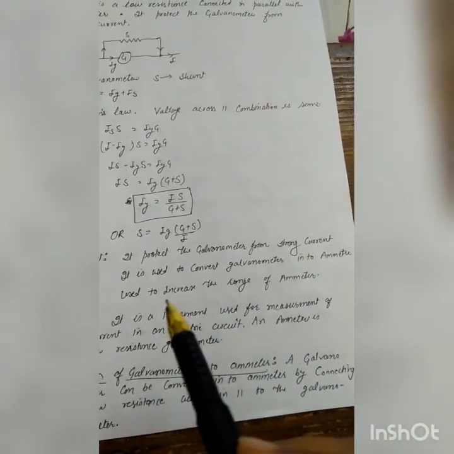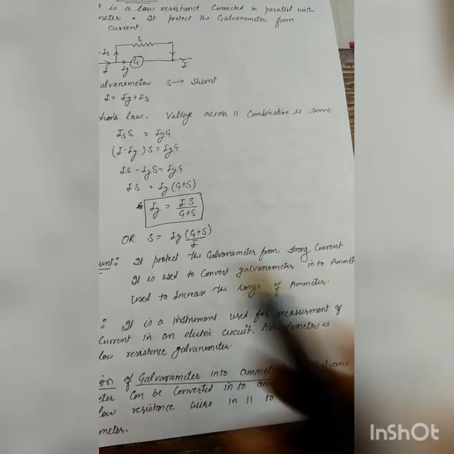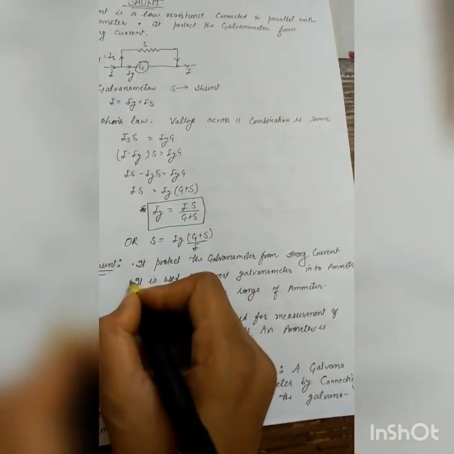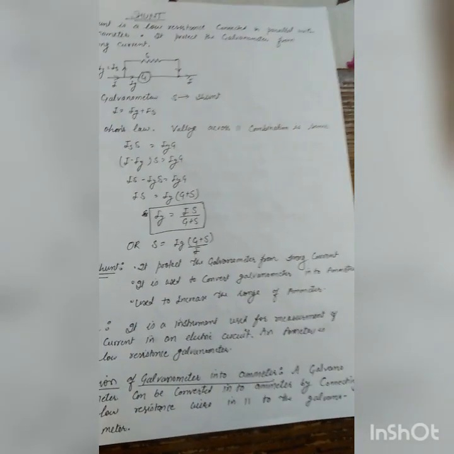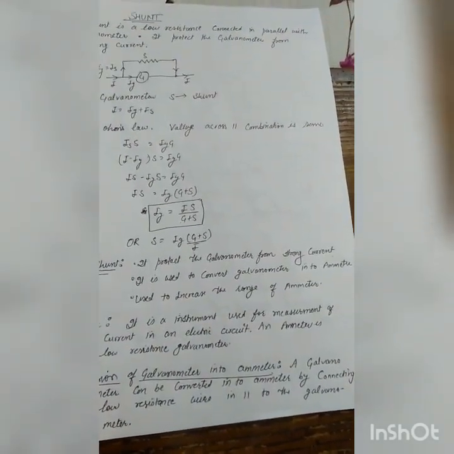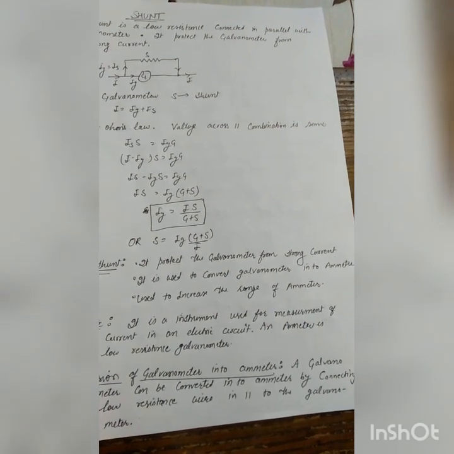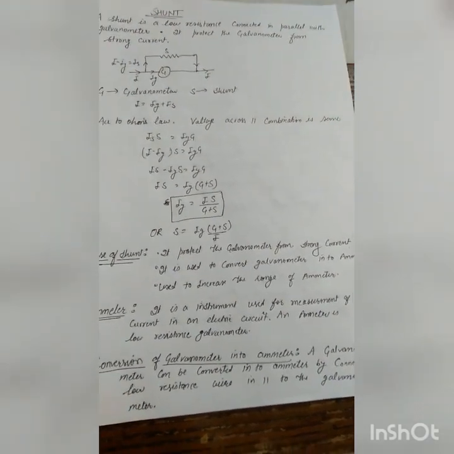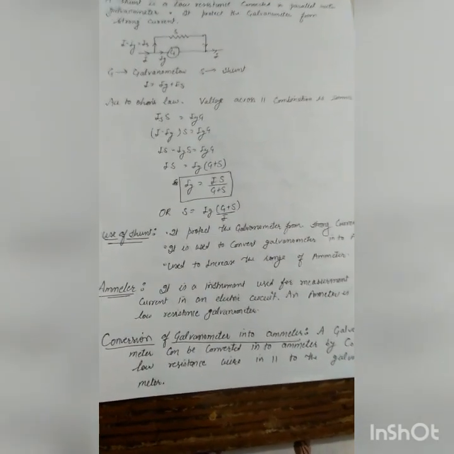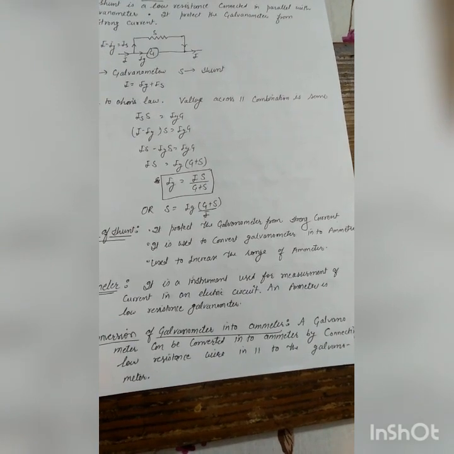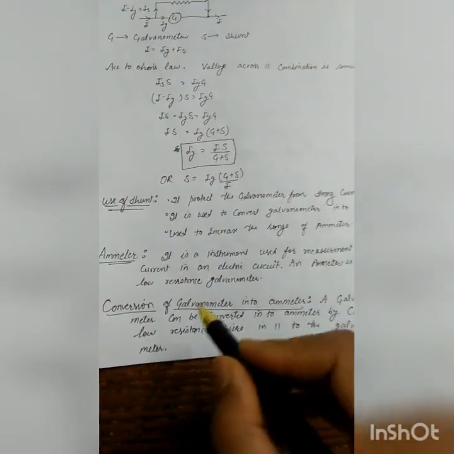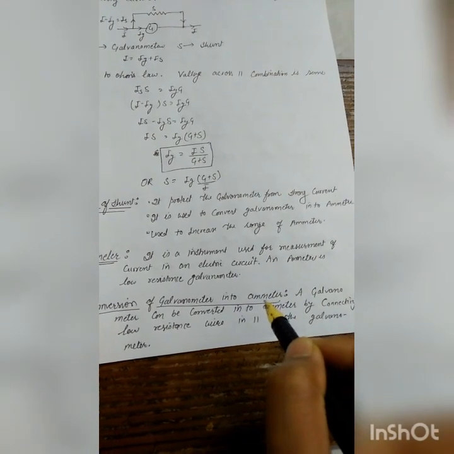It is used to convert a galvanometer into an ammeter. Used to increase the range of the ammeter, right? These are the uses of the shunt: to increase the range of the ammeter, to convert the galvanometer into an ammeter, and to protect the galvanometer from the strong current. Next is the ammeter. An ammeter is an instrument used for measurement of the current in the electric circuit, and an ammeter is a low resistance galvanometer.